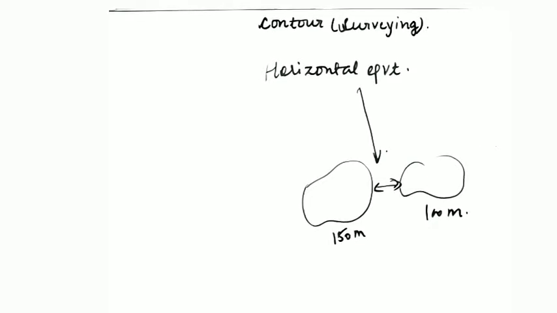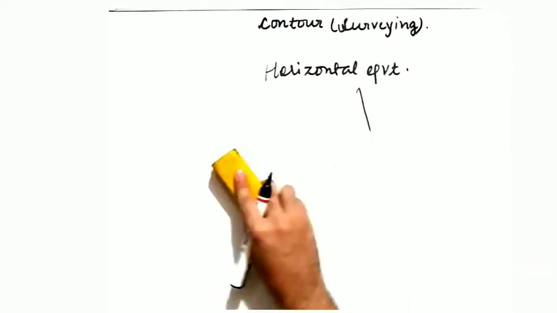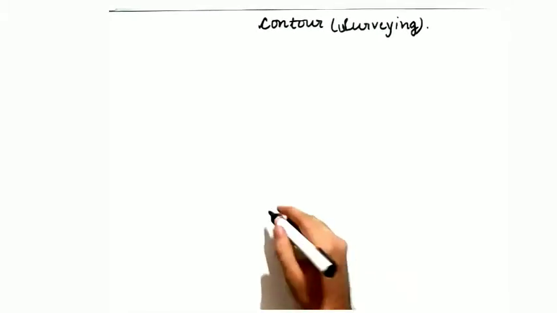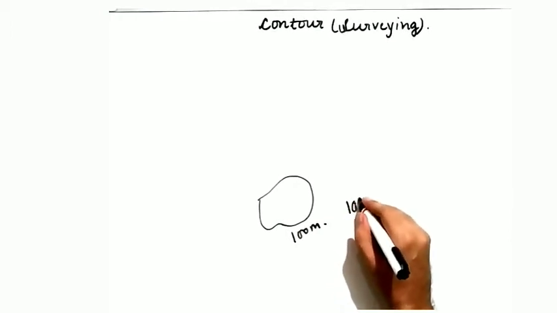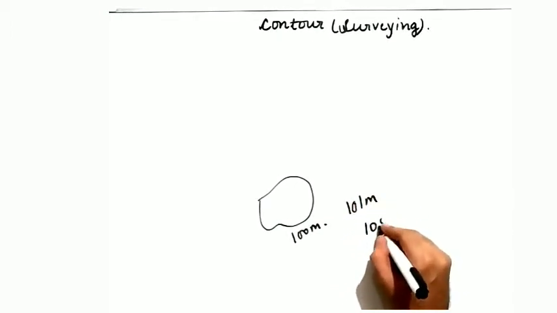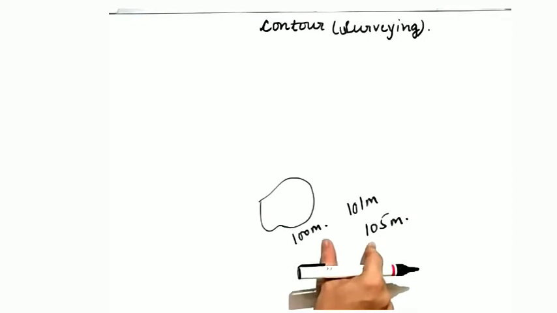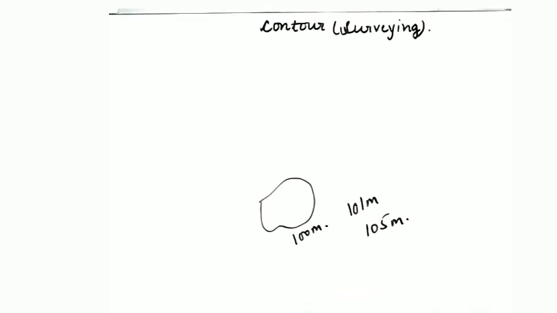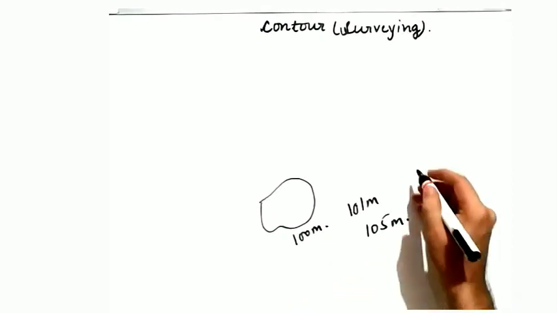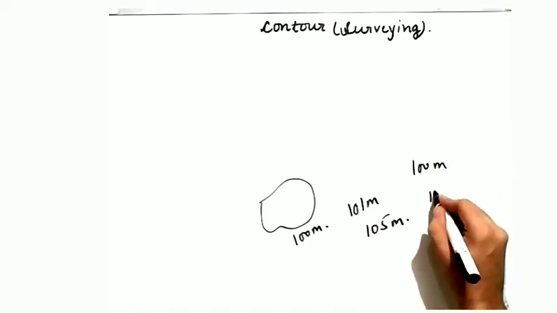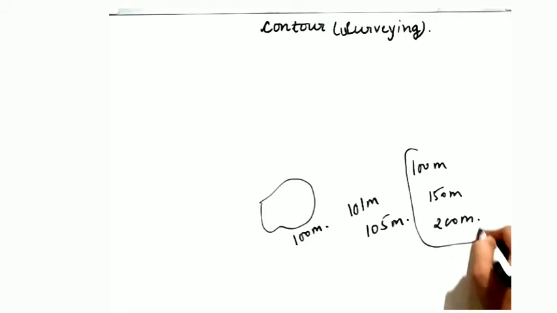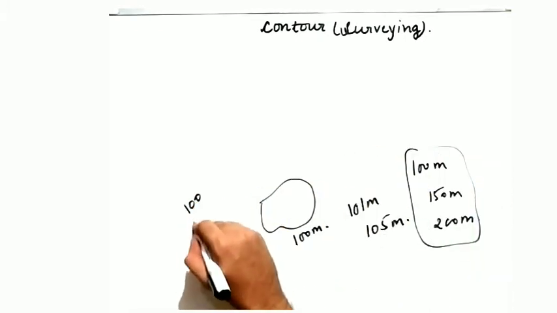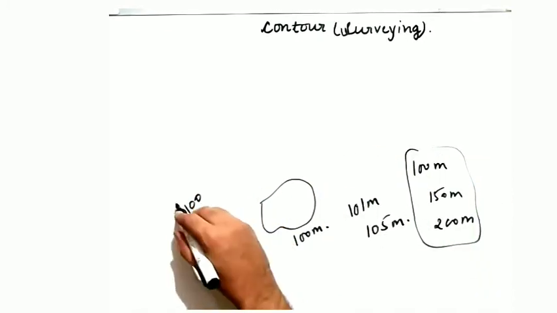Now let's start with the choice of contour interval. How will you choose that interval of the contour? That means one contour you have taken of 100 meters, another you have taken of 101 meters, another you have taken of 105 meters. So what will be the contour interval? How will you decide what should be the contour interval? Either you will take 100 meters, next one will be 150, next will be 200. Either this could be the series, or 100, 101, 102, this could be the series.